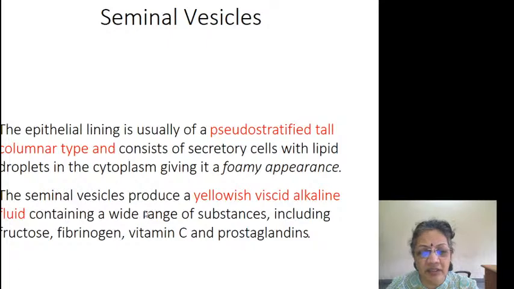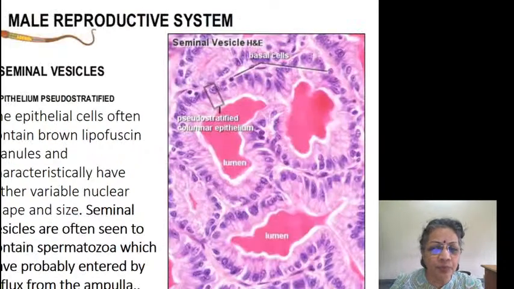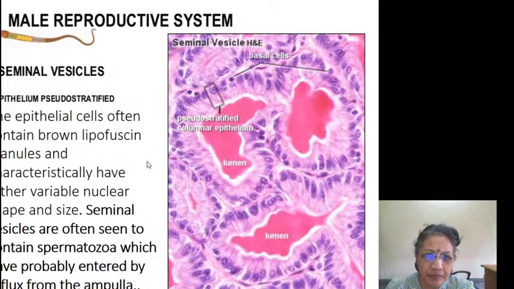The seminal vesicles produce this yellowish viscid alkaline fluid containing a whole bunch of molecules. They include fructose for the nourishment of the spermatozoa, some fibrinogen, vitamin C, and prostaglandins. The name prostaglandin indicates that it is produced by the prostate. You all must have done that in great detail in the class on prostate, so I won't go into that. But seminal vesicle secretion also contains a few prostaglandins.